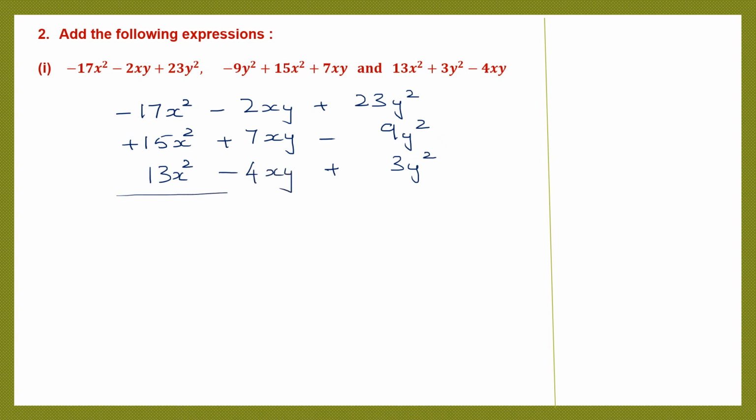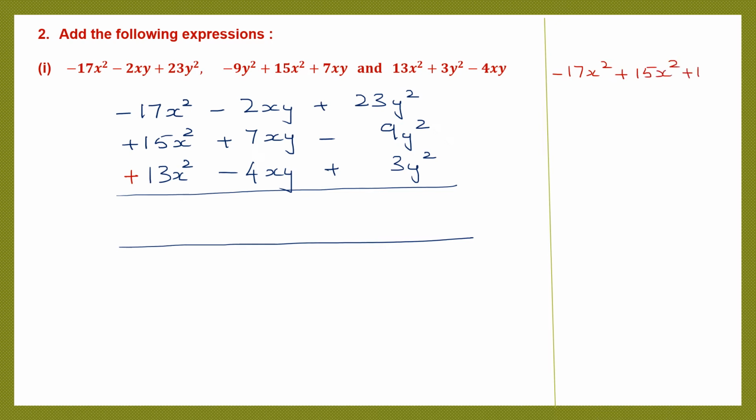So first thing, arrange them all in the right columns, all like terms together. Now see if there's something missing. In the first row, it's all fine. Second row is fine. Third row, I just need to add plus. Now let's add up. Minus 17x square, I've taken only the x squares, plus 15x square, plus 13x square. Now the numbers, minus 17 plus 15 plus 13x square. Add up the numbers with the same sign, 15 and 13. Let's add it up. 15 plus 13. 5 plus 3 is 8. 1 plus 1 is 2.